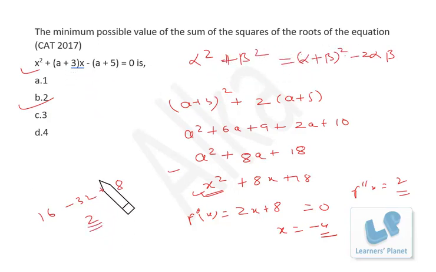A 30-second question from CAT 2017 paper, right? So if you know the maxima minima theory, you can do it very easily.